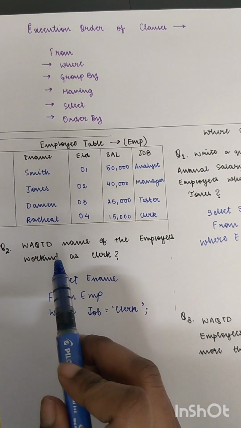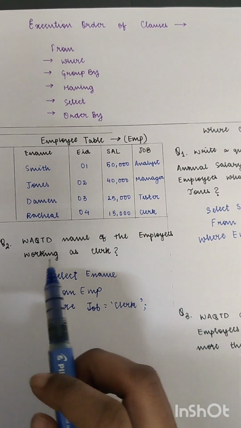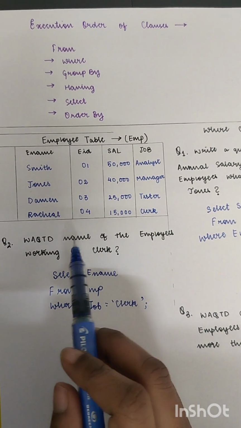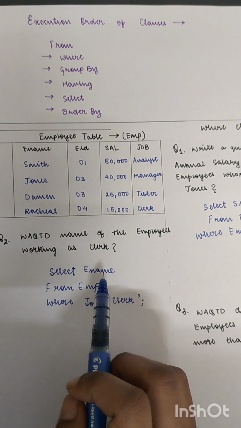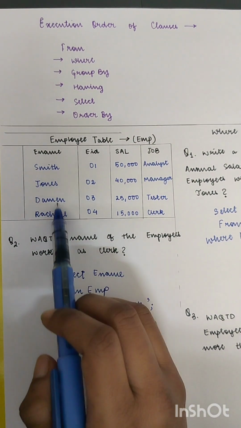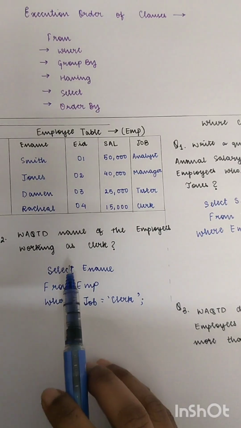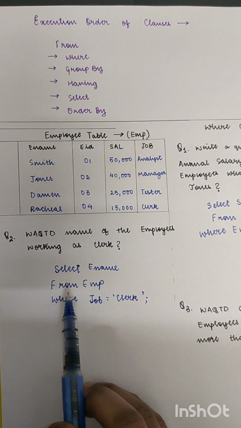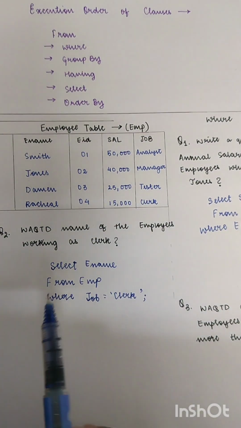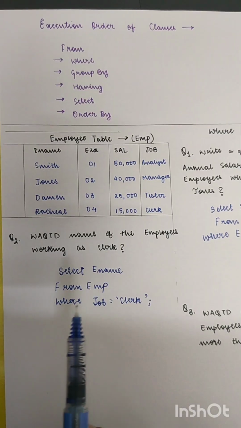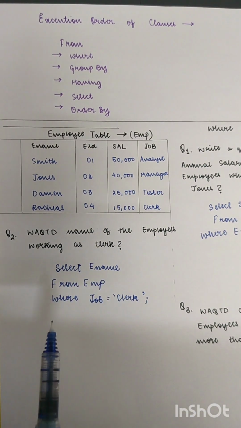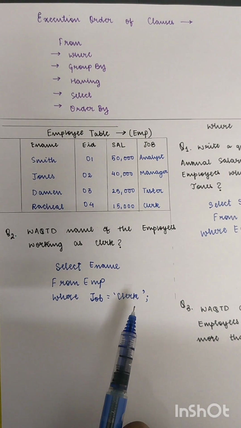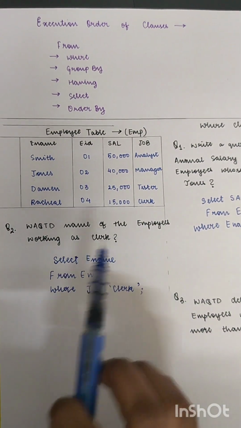So let's see again. Write a query to display names of the employees working as clerk. So names of the employees we want. So we will select ename, which is the names of the employees in this table. From which table we want? Employee table. So we will select from employee. And what condition to be fetched? Working as clerk. So where job equals to clerk is this query.